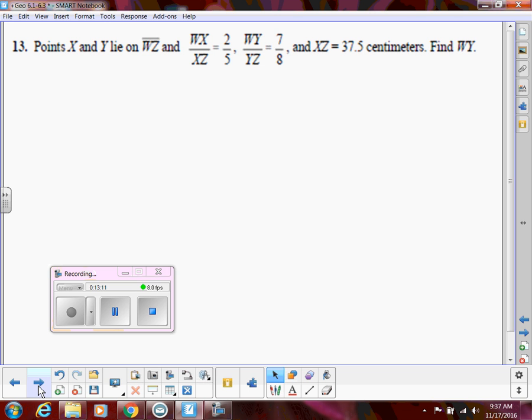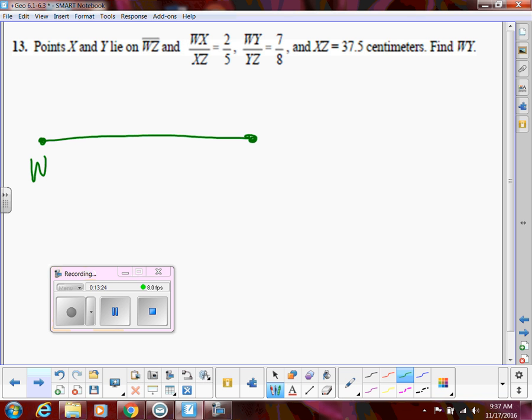All right, let's do another one. More geometry. Points X and Y lie on WZ. They didn't give me a diagram, so I'm going to draw it. So I'm going to draw a segment WZ. And they said X and Y lie on it somewhere, so I don't know what order they lie on. I don't know if they're in the middle or anything like that. I'm not even going to put it there. I'm going to put it somewhere random so I don't try to assume anything.